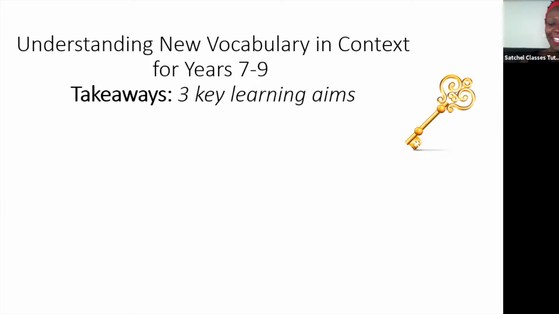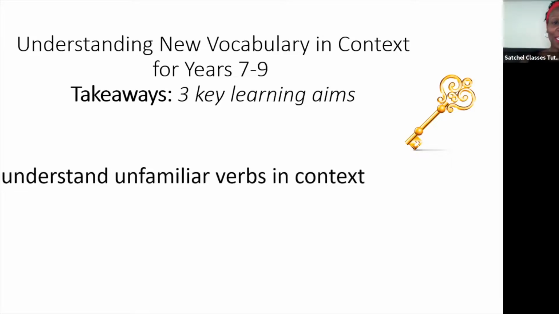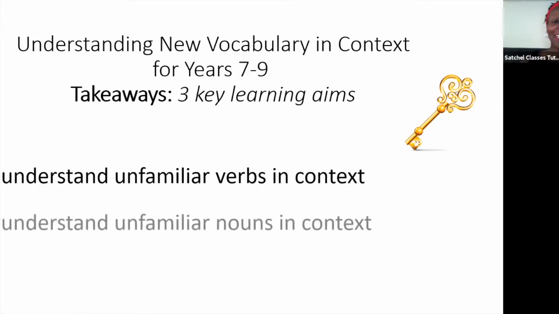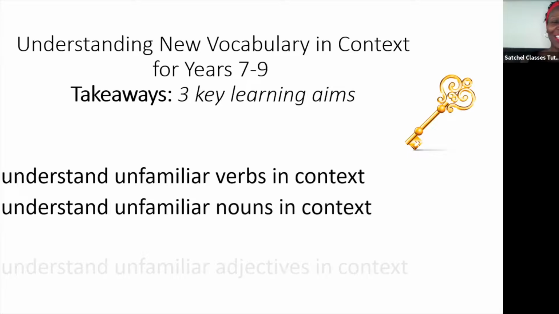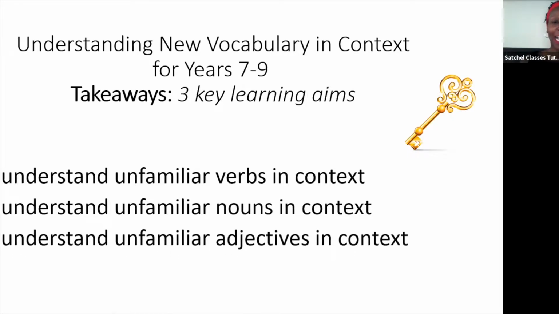We have three key learning aims. First of all, to understand unfamiliar verbs in context. Secondly, to understand unfamiliar nouns. And finally, to understand unfamiliar adjectives.